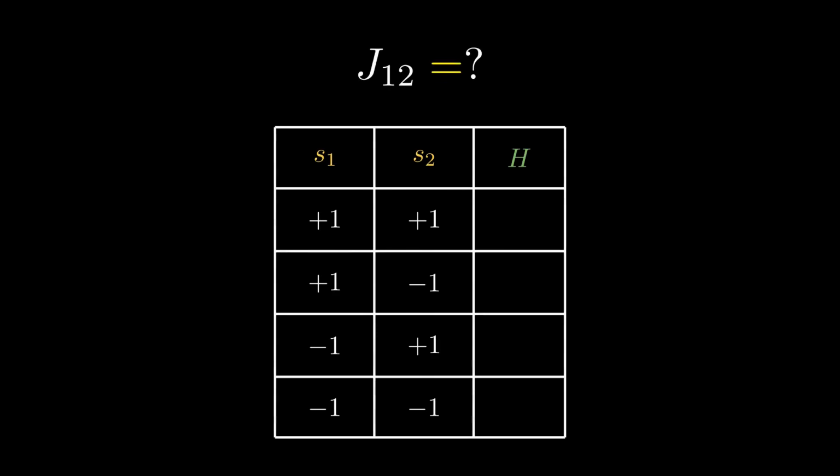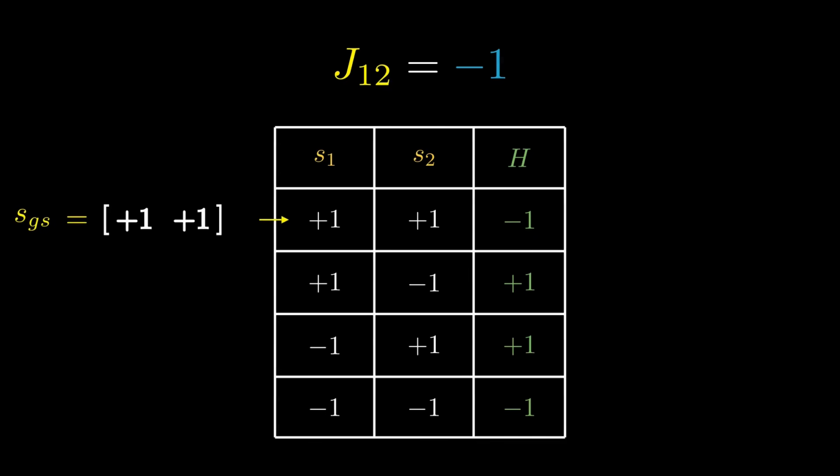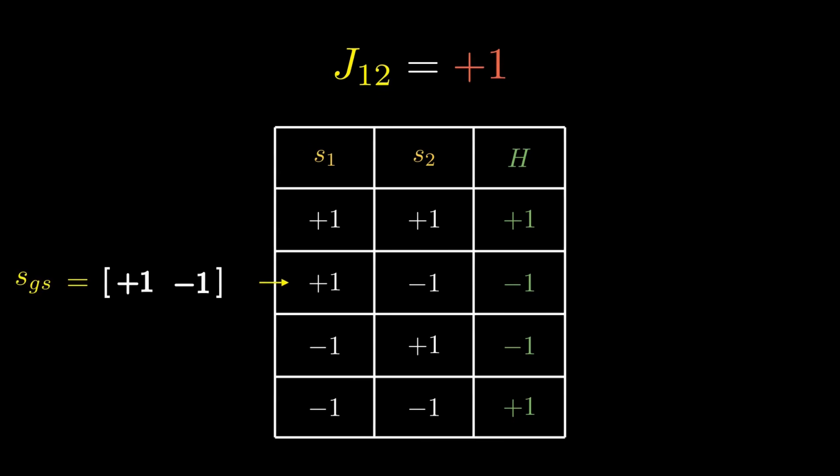In the cozy case where J is -1, we can calculate the conflict for all four possible combinations. The lowest value, -1, occurs whenever they agree. This means +1 +1 is a ground state, but so is -1 -1. That means this system has two ground states. Now, what if the relationship is tense with J equal to +1? Again, the minimum conflict value is -1, but this time it occurs when they disagree. So the ground states are +1 -1 and -1 +1.